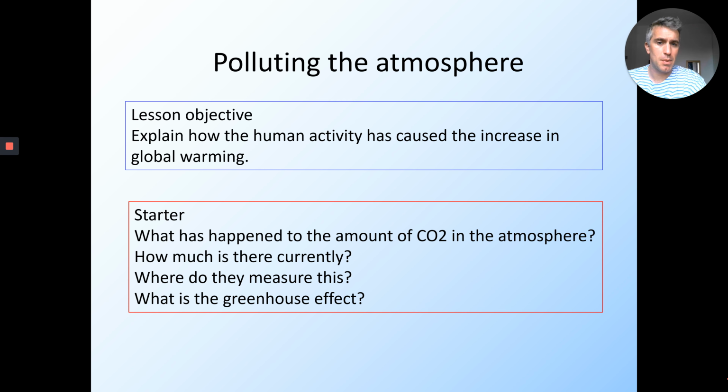So what is happening to the amount of CO2 in the atmosphere? It is increasing. How much is there currently? I think during lockdown, it was recorded as about 415 parts per million, which is quite a scarily large amount. Where do they measure this? They measure this on the top of a mountain in Hawaii.